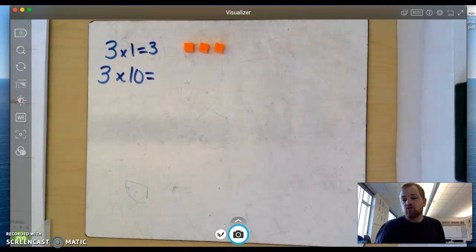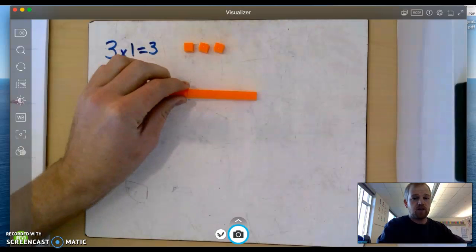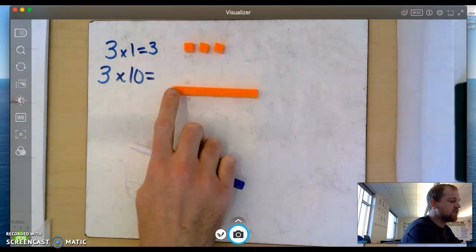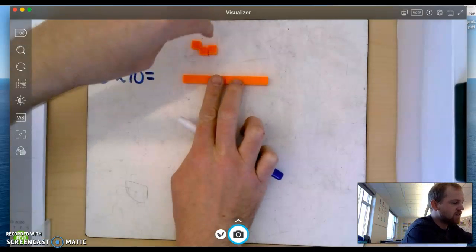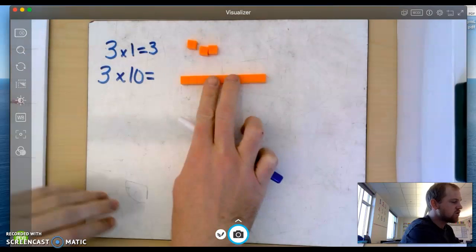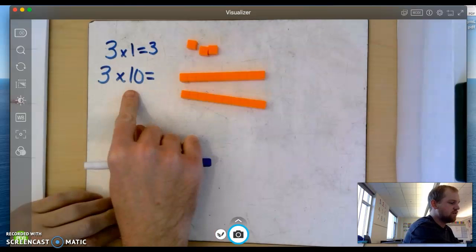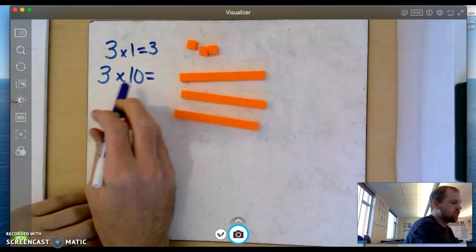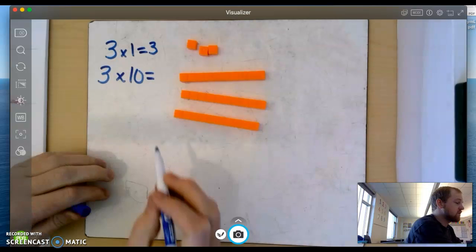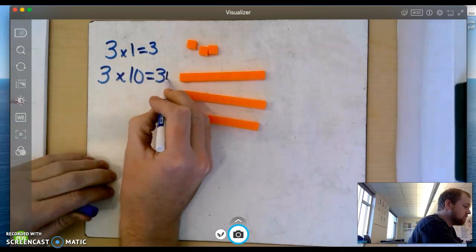Okay, I'm going to demonstrate it again just so you can kind of see. So I have my base 10 blocks here. So I know that I have 10 blocks. If I were to add single ones up, I'd have 10 here. So I have a group of 10, a group of 10, and a group of 10, giving me 3 groups of 10, or my answer would be 30.